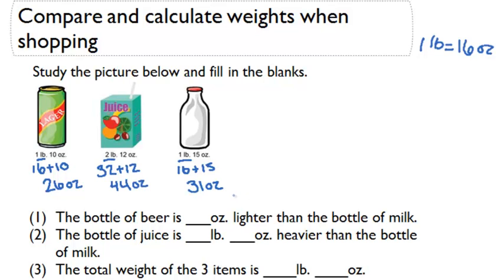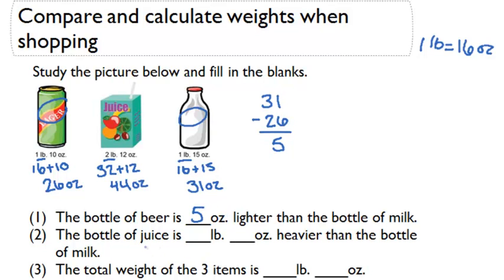Now let's look at the questions we're going to need to figure out. Question 1. The bottle of beer is blank ounces lighter than the bottle of milk. So here we're looking at our first one and our third one, and we want to know the difference in their weights. So we're going to take our 31, which is the weight of our milk, and we're going to subtract from that the 26, the weight of our beer. Now 31 minus 26 is 5. So the bottle of beer is 5 ounces lighter than the bottle of milk.